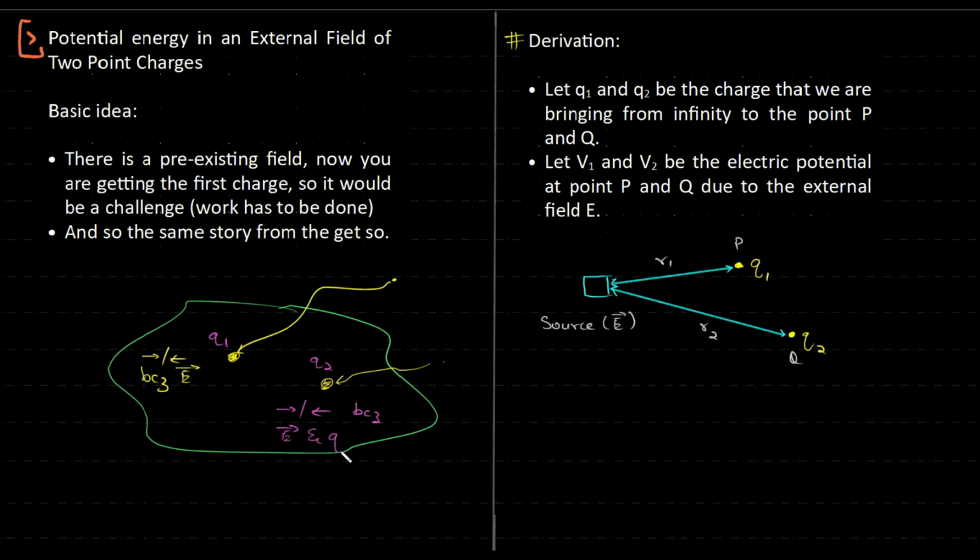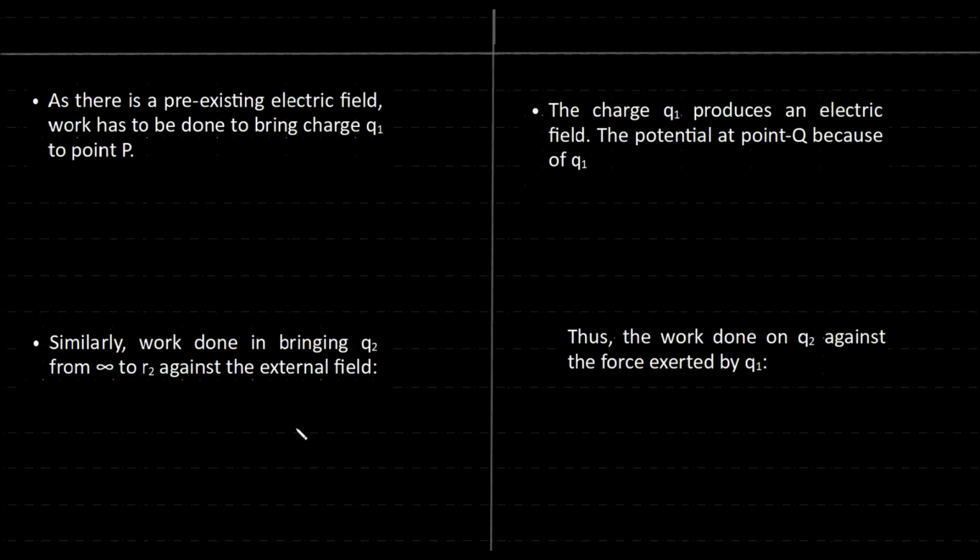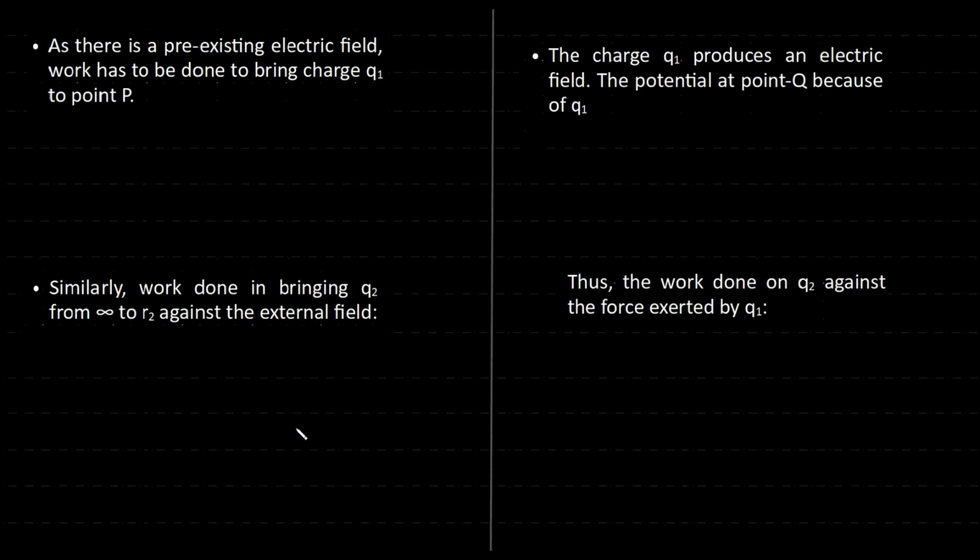Yes, and because of Q1. That's all. So basically 1, 2, 3 expressions. If we add up these 3 expressions, that would be the total potential energy of that system. Does it make sense? Right? So a bit of write up and we are done.